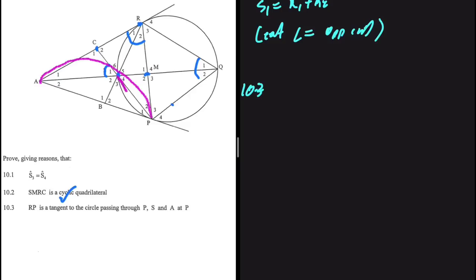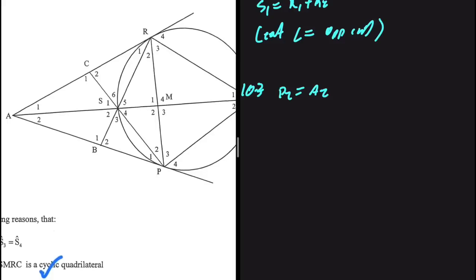This is a chord on the circle, right? Let me use a different color. This is a chord on the circle. If RP is a tangent, then P2 should be equal to the angle subtended by that chord, which is A2. So if we can prove that P2 is equal to A2, then we've proved that RP is a tangent to the circle passing through P, S, and A at P. Okay, so let's see how we can do that. Let me erase all this for the sake of clarity and zoom in. Right. Okay, so let me see.